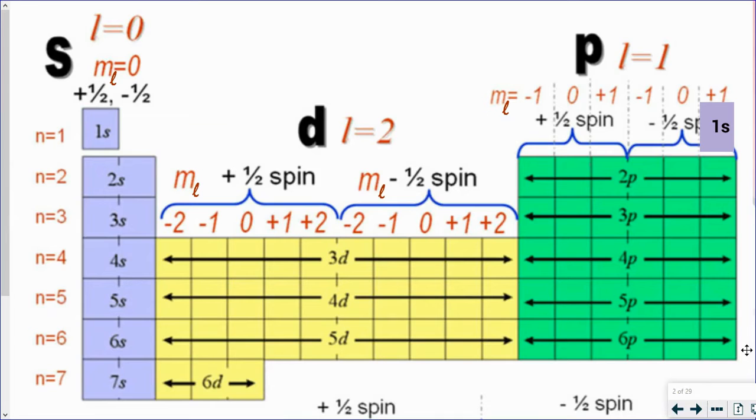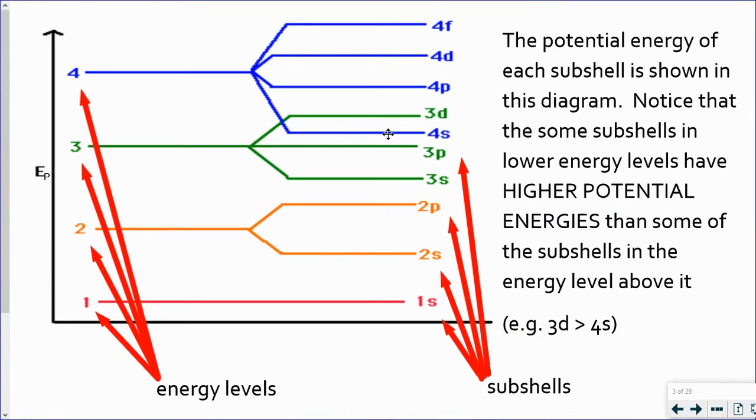Now when you look at the periodic table, you can see that energy level 4 starts off with the 4s orbital, then it's followed by the 3d orbital, which is then followed by the 4p orbital. Notice how 4s comes first, then the 3d, then the 4p.